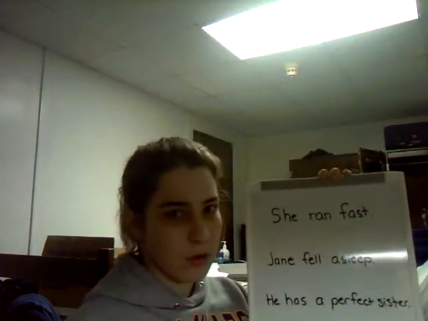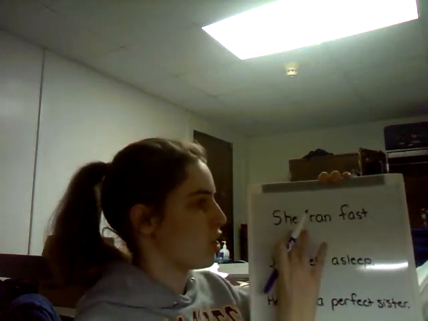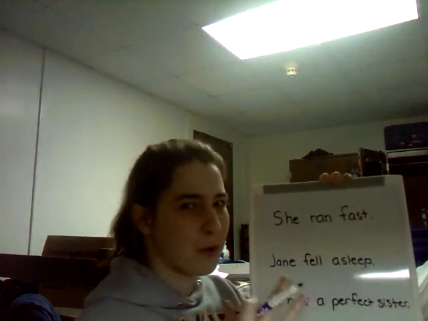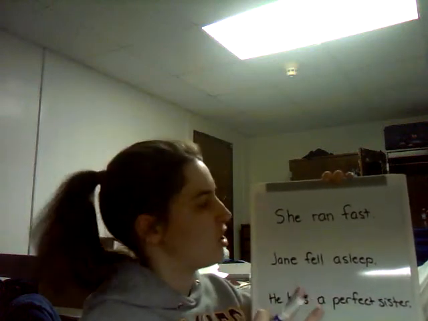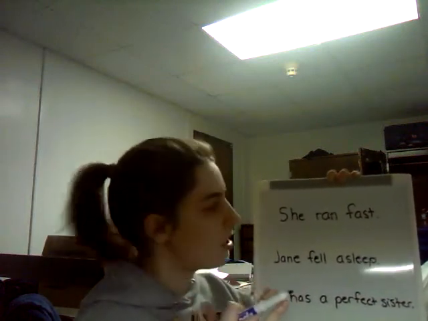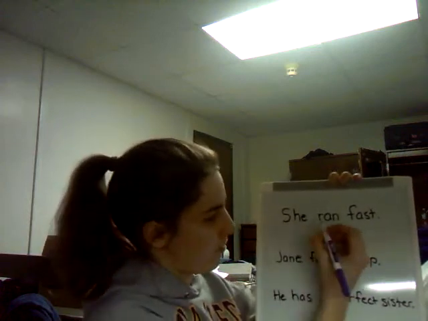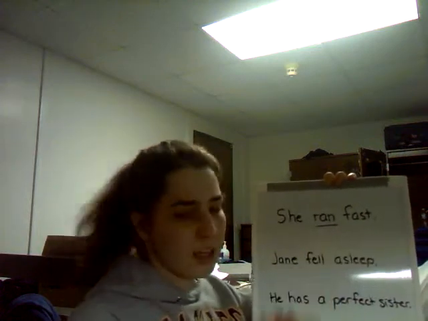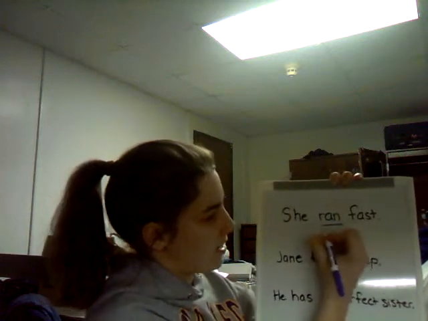Now, the first thing you want to do is try to find your predicate first. So it's going to be a verb. You look through the sentence, either she, ran, or fast. Which one of these can you do? Which one of these changes to fit the person who's doing it? And the answer is going to be ran. So in she ran fast, that's your predicate.